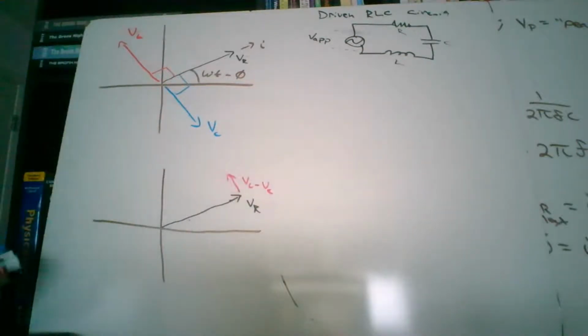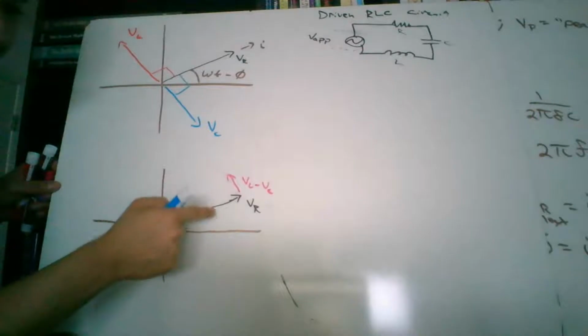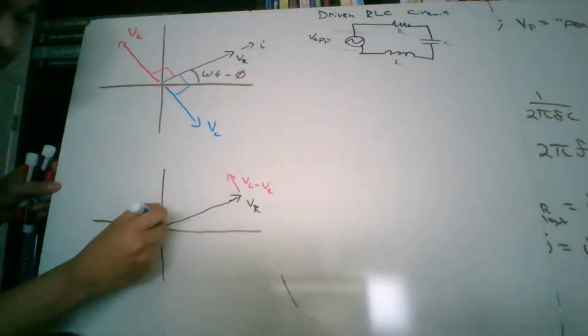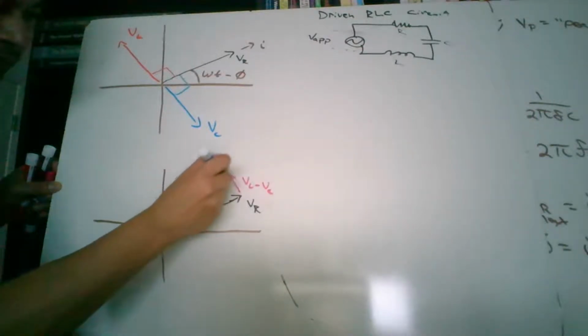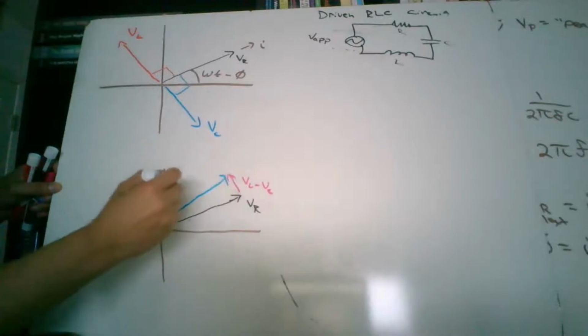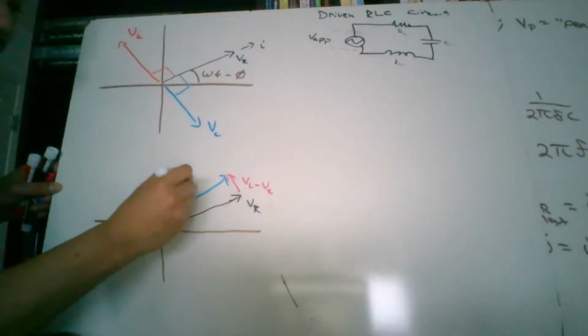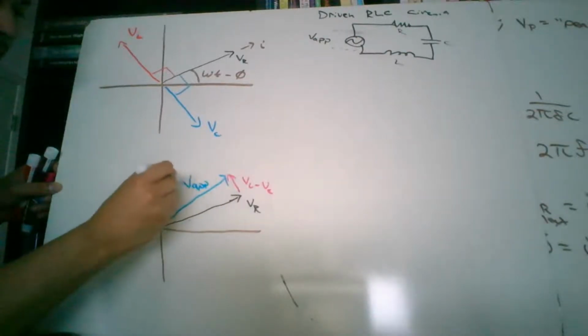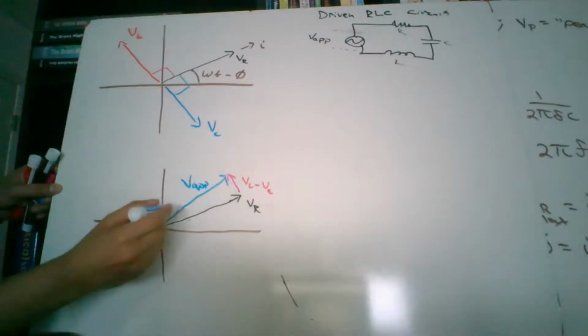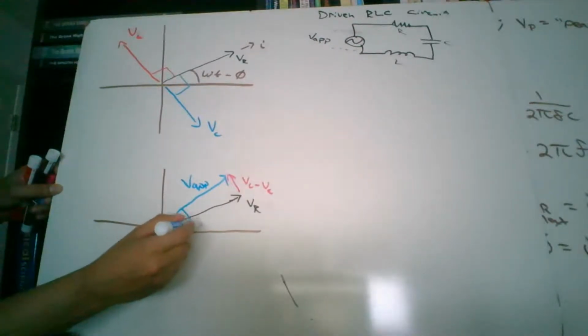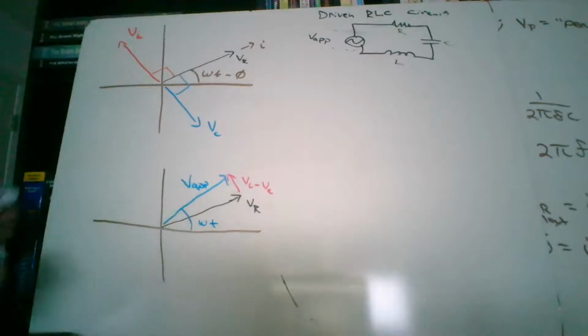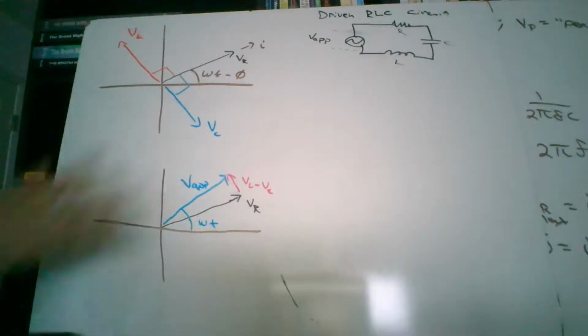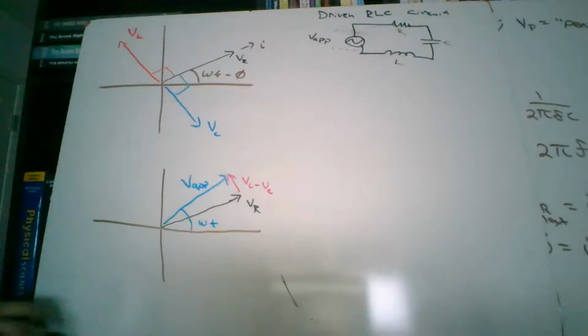They're 180 degrees out of phase. And then from that, the resultant of this vector plus this vector, right here in blue, is the voltage applied. Okay? And the voltage applied has an angle of omega t. Hopefully that's good so far. Hopefully.